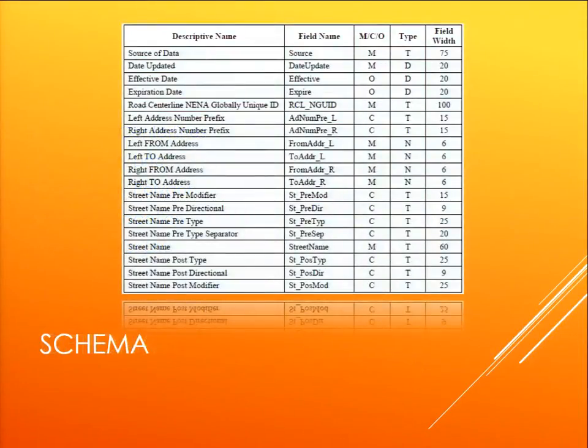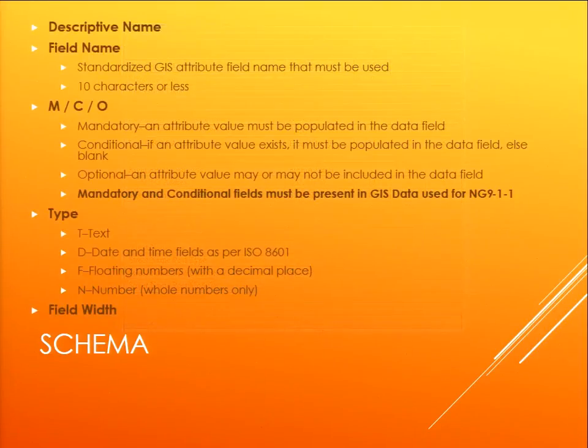All right, so when you look at the schema, and this is the one for roads, really about the only thing you need to pay attention to is the MCO and what type. Okay, so what format. Then, of course, you just have the descriptions. And I kind of break this out here. Of course, one is just a standard name.